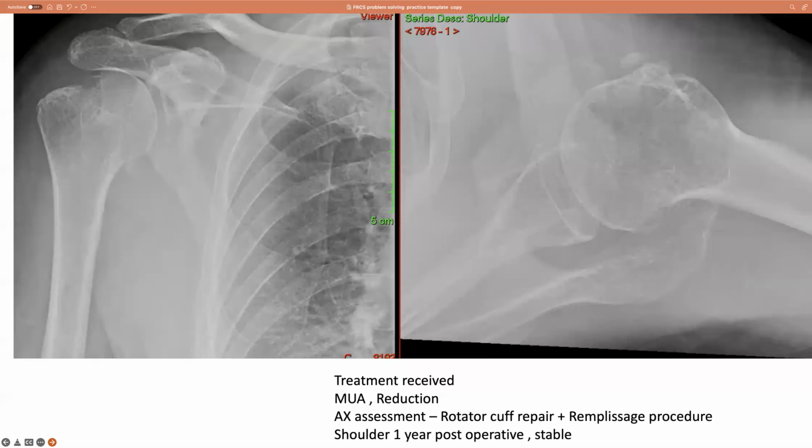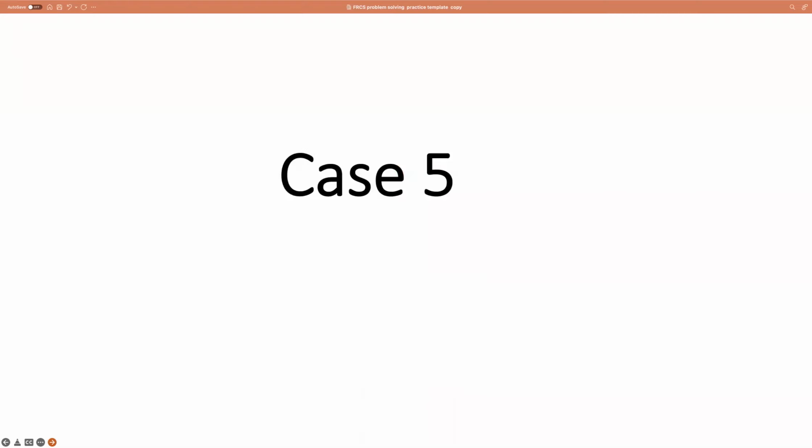Treatment received. Patient had another episode in theater, had MUA, closed reduction achieved, very unstable shoulder. He had an arthroscopic assessment which showed extensive rotator cuff tear. He had an open cuff repair, remplissage procedure to fill the Hill-Sachs lesion. Shoulder is still stable 1 year post-operative. Patient is happy. Case 5.